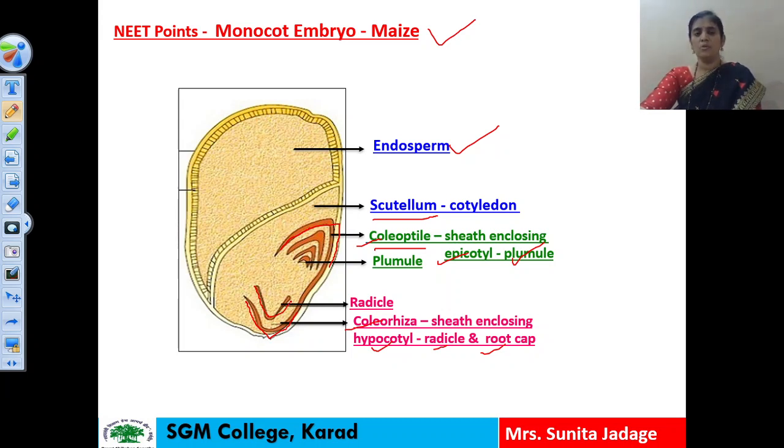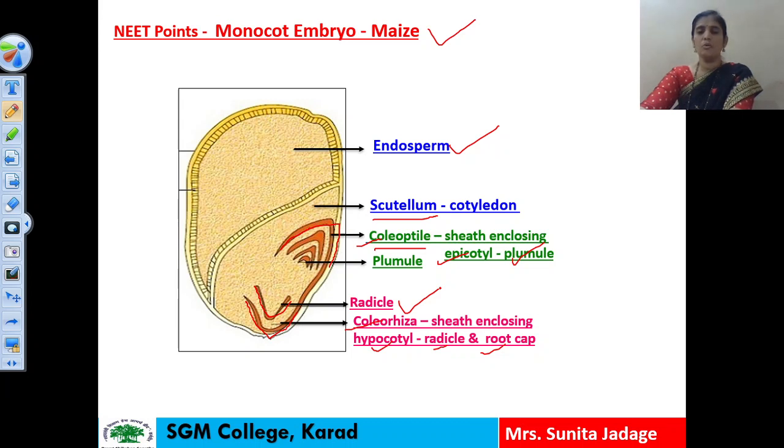So in this embryo in the monocot plant, we can see the cotyledon is present at the lowermost position, and below the cotyledon here two sheaths are present, coleoptile and coleorhiza. Coleoptile is the sheath covering the epicotyl or plumule, and plumule is responsible for formation of the shoot system. The lowermost covering or sheath is known as a coleorhiza, which is responsible for covering the hypocotyl, that is radicle and root cap, and the radicle is responsible for formation of the root system.